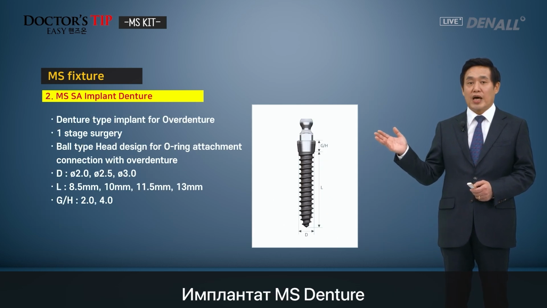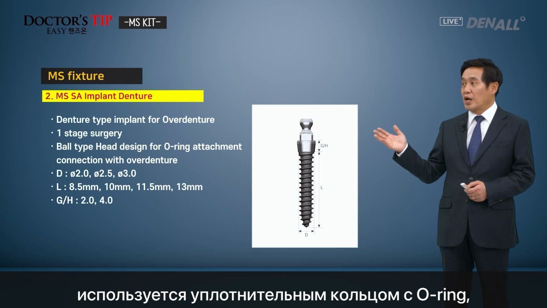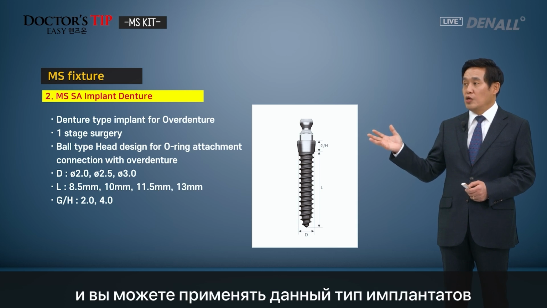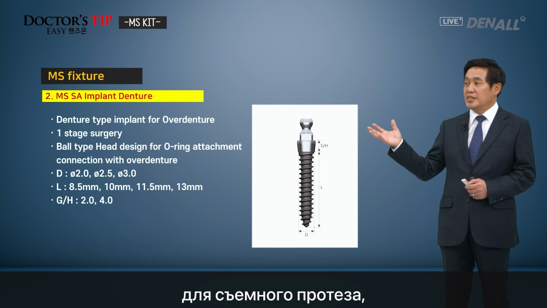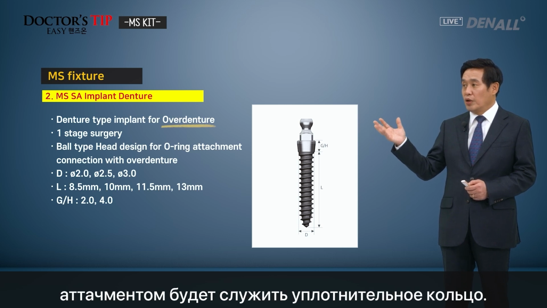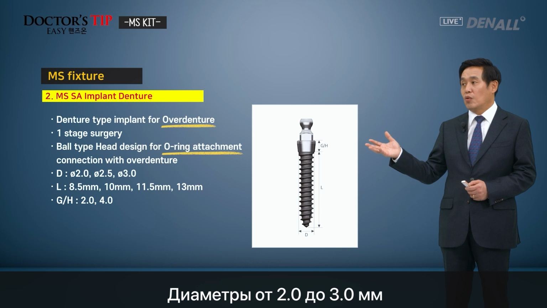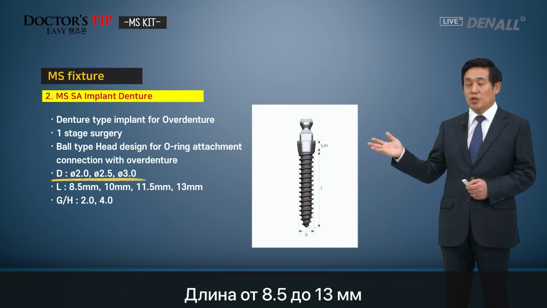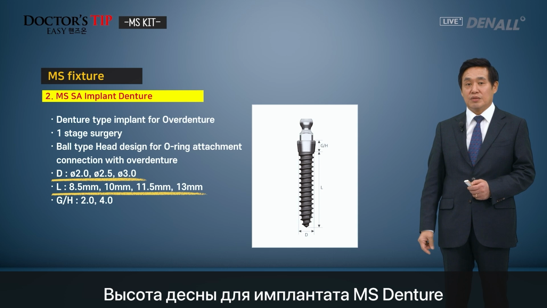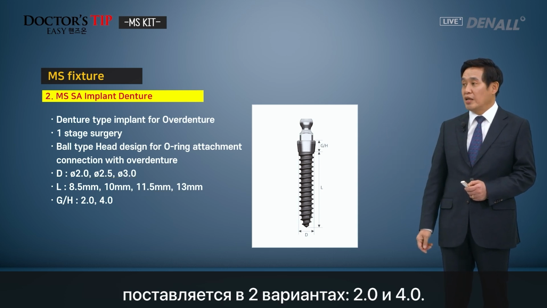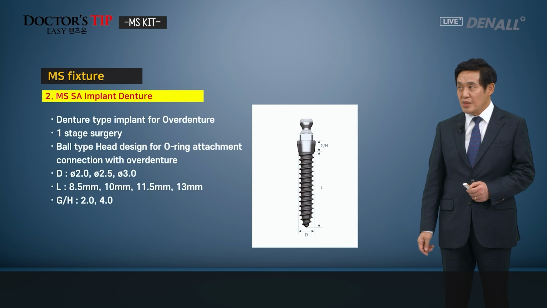And the implant denture type uses an O-ring, and it can be used for overdenture. You can use the overdenture O-ring attachment, and diameter is 2.0 to 3.0. Length is from 8.5 to 13 millimeters, and gingival height for the implant denture type has 2 types, 2.0 and 4.0.